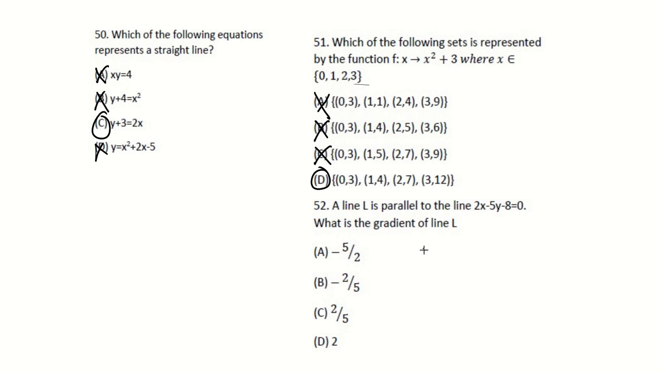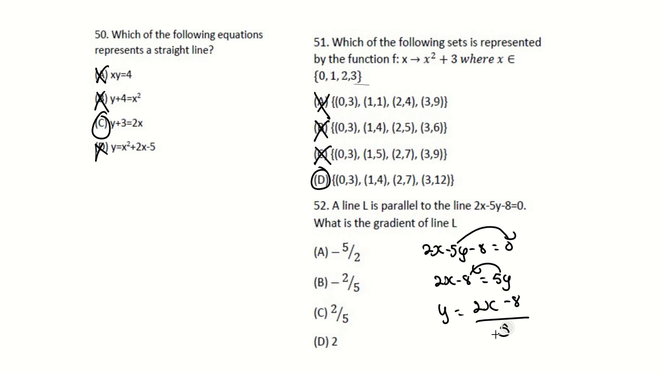Now, in this, we have 2x minus 5y minus 8 is equal to 0. We need y to be the subject, positive y. So I'm carrying across minus 5y. So I have 2x minus 8 is equal to 5y. Carry this across because I want y to be the subject. So that would be y is equal to 2x minus 8 all over 5. So the gradient of this line would be 2 over 5.